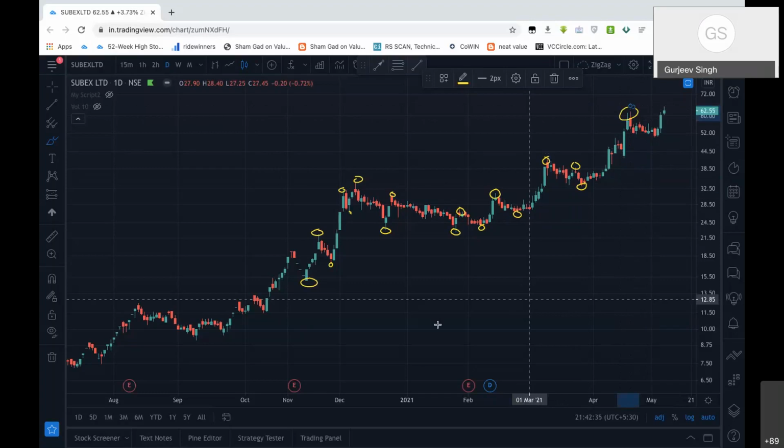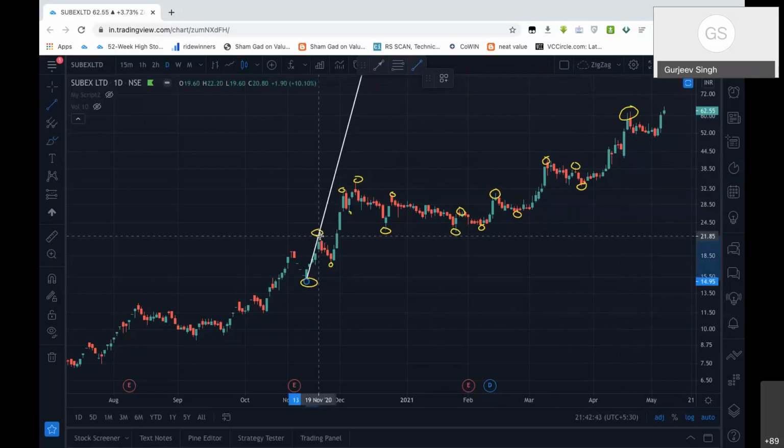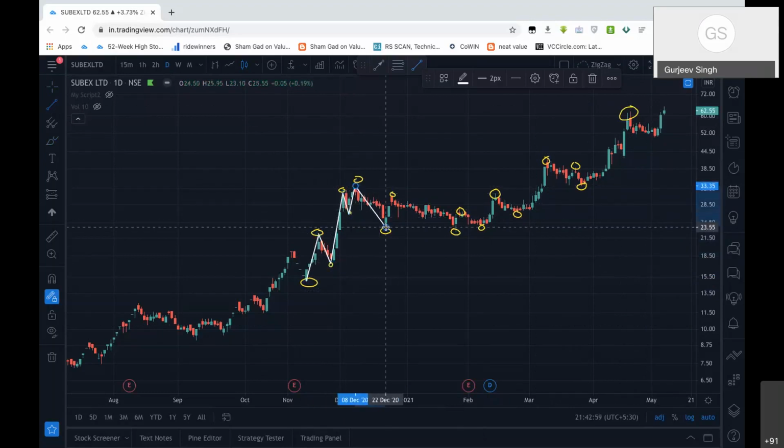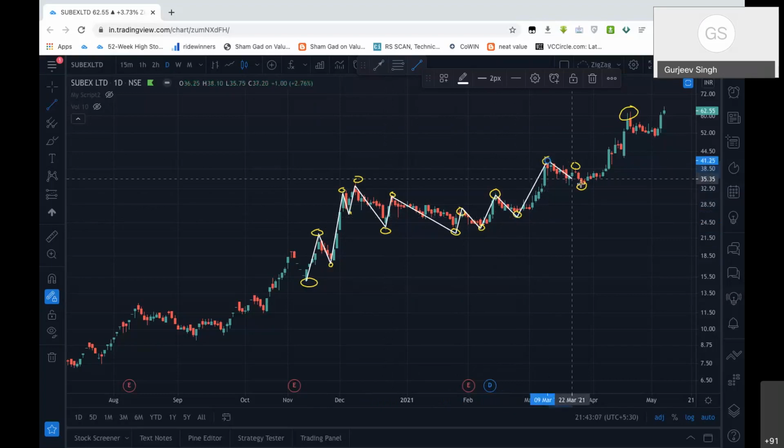Yeah. These were the swing highs and swing lows. Next, we drew a line like this and connected these swing highs and swing lows. All I am basically doing is joining all the high and low points, basically to know the trend where the market is going. This was the last exercise we did.